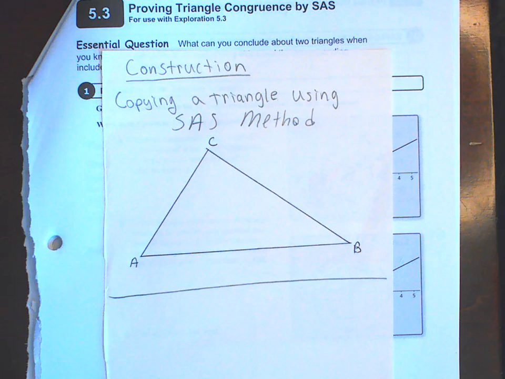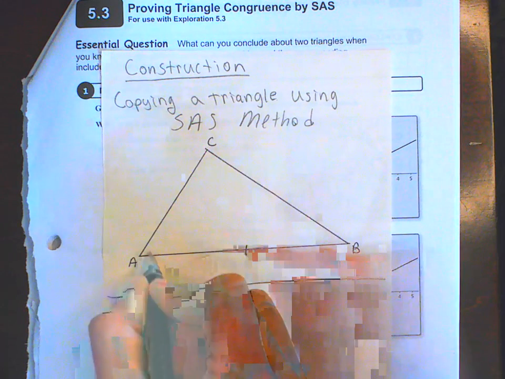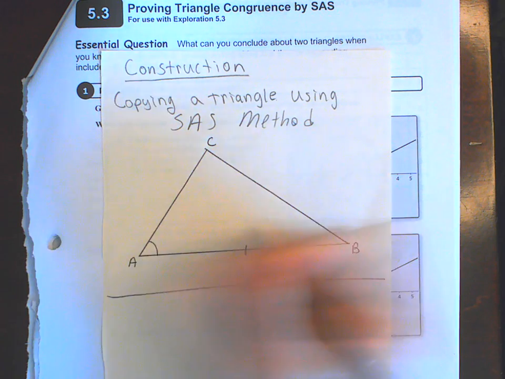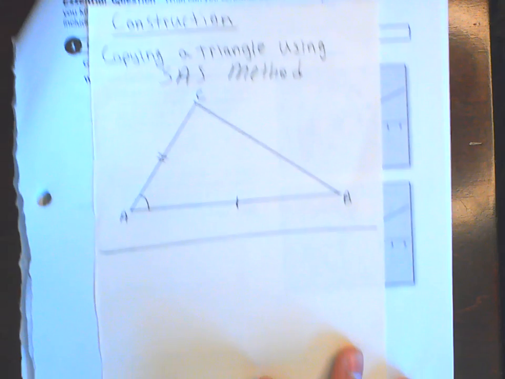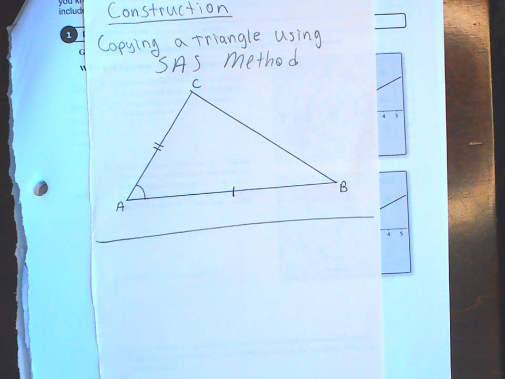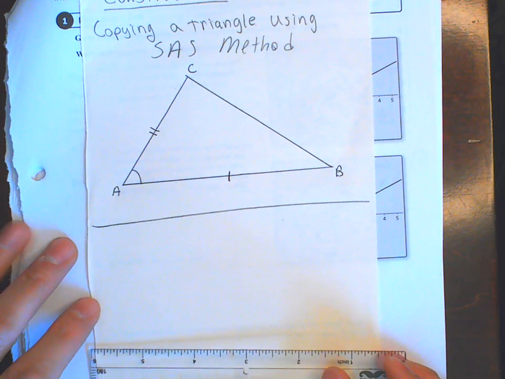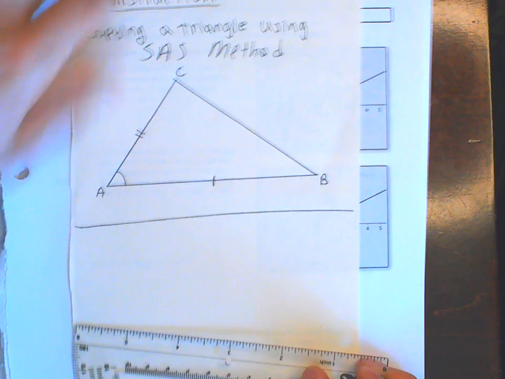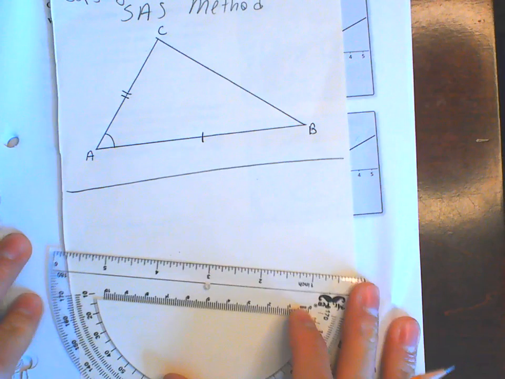Now, I am going to copy this side right here. I'm going to copy this angle right here, and I'm going to copy this side onto the bottom portion, and I'm going to show you guys how to do that. For this, you probably want to start using a pencil just in case you make mistakes. Okay, so the first thing we're going to do is copy segment AB. In order to do that, you need to draw yourself a segment that is bigger than AB.